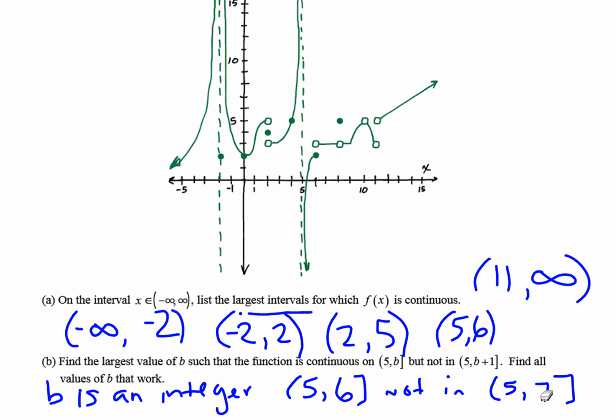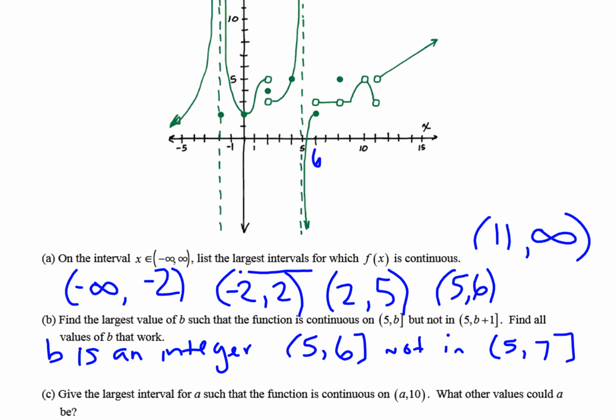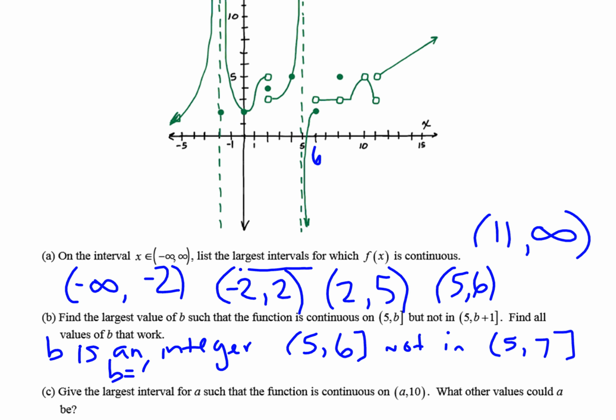So here is 6. It looks like that is true. So if b is an integer, this would work if b equals 6. But it would not work if we replace it with 7, on [5, 7], because 6 is here, and we have 7, 8, 9. It's just a little easier to see.